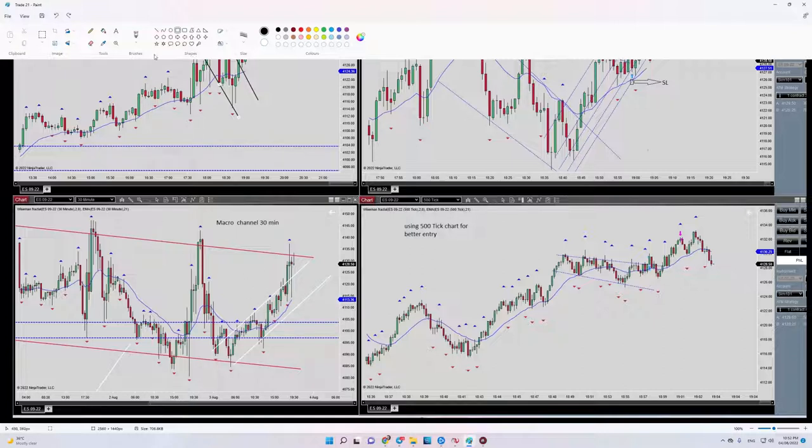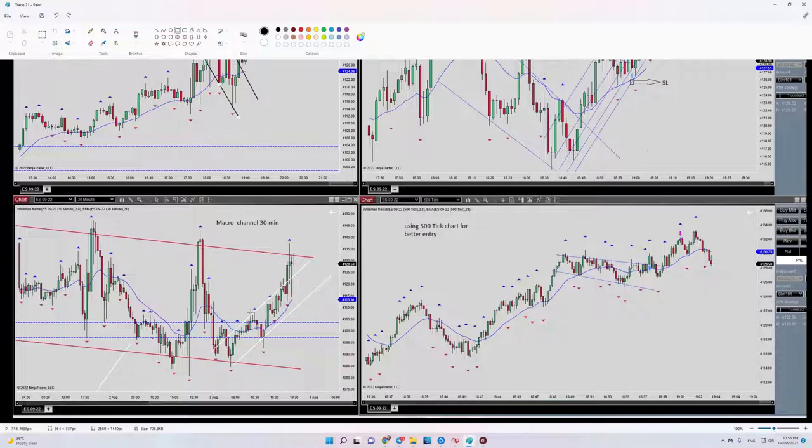You can see it's my macro channel in 10-minute time frame. It's a kind of uptrend here, you can see, and this red channel is one time frame above my macro, so I just wanted to know where the price is going, which is in 2 hours time frame.